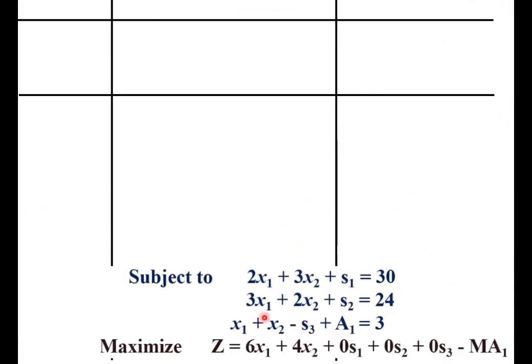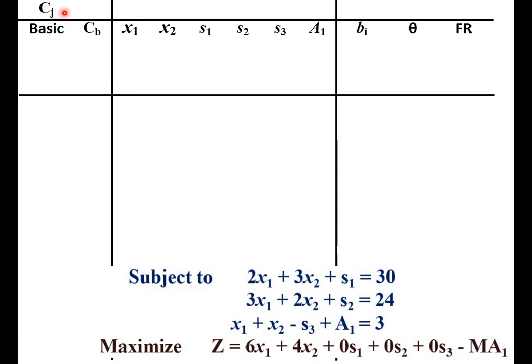Now prepare the table, and we have already discussed this standard form. Cj is the coefficient of the objective function. This is the basic variable column. Cb means coefficient of basic variable. First always the decision variables, then slack variables, then surplus variable, and at last the artificial variable. Bi is the right hand side of the constraint, theta is the minimum positive ratio, and fr is the fraction ratio.